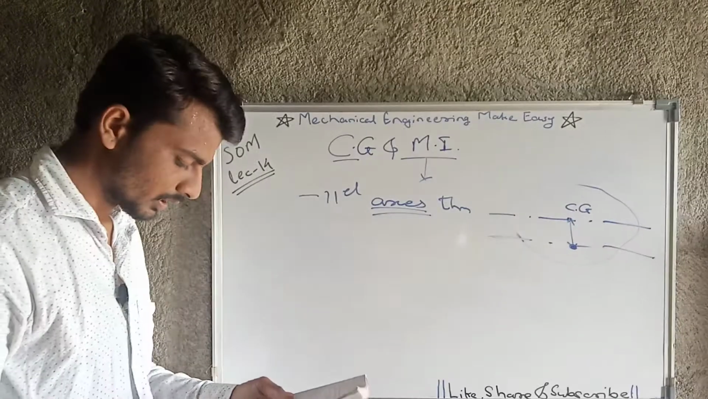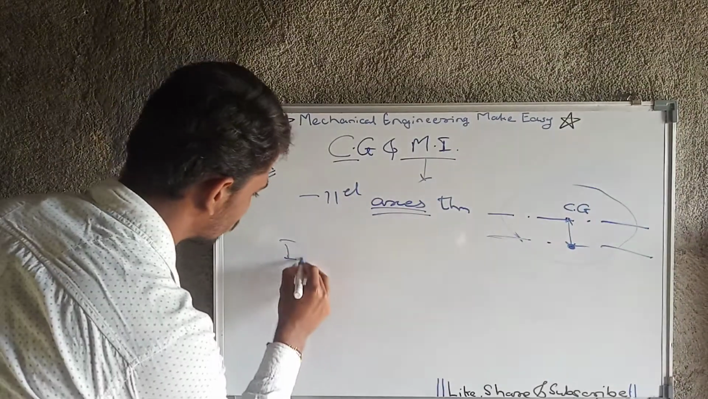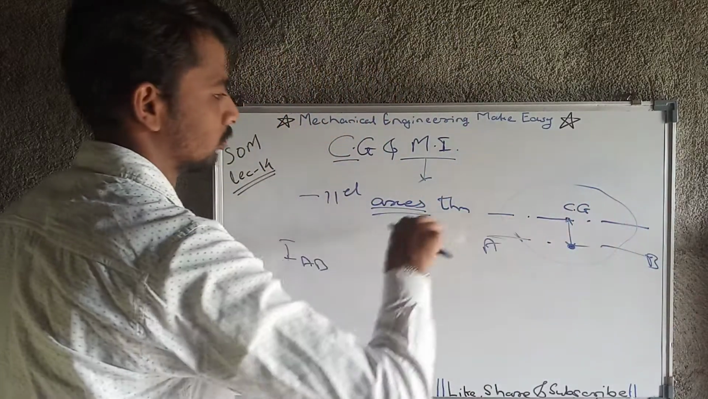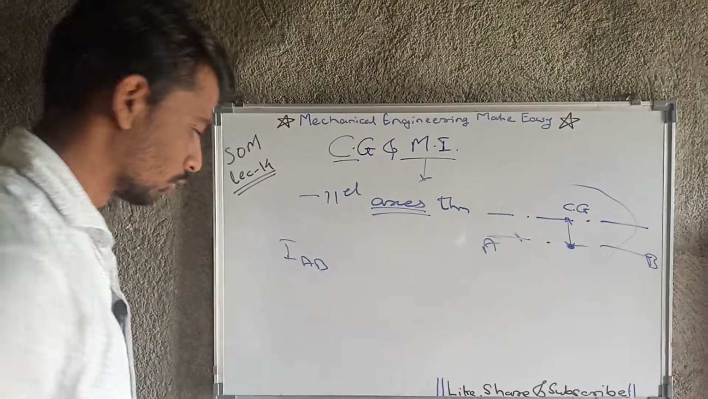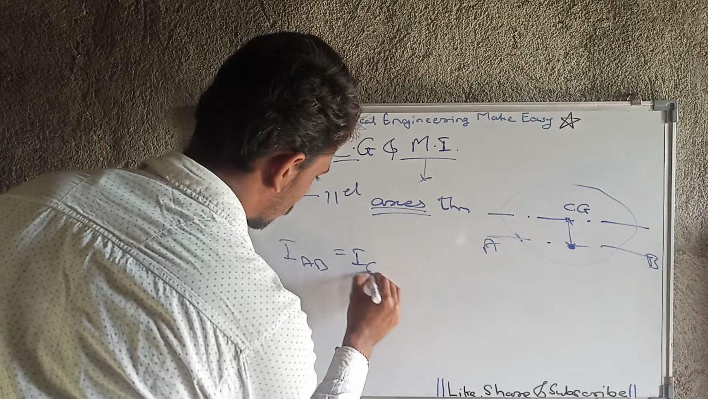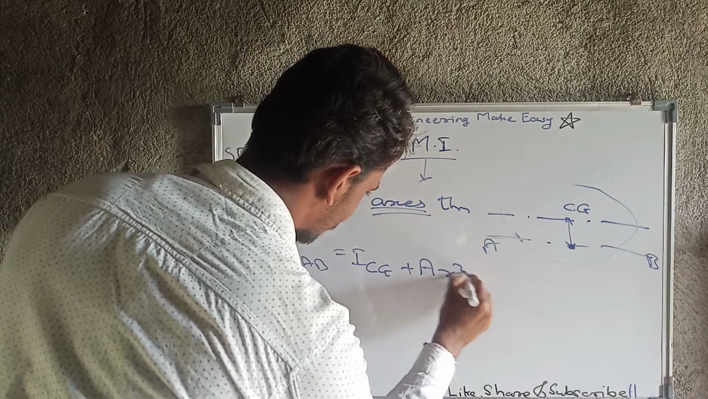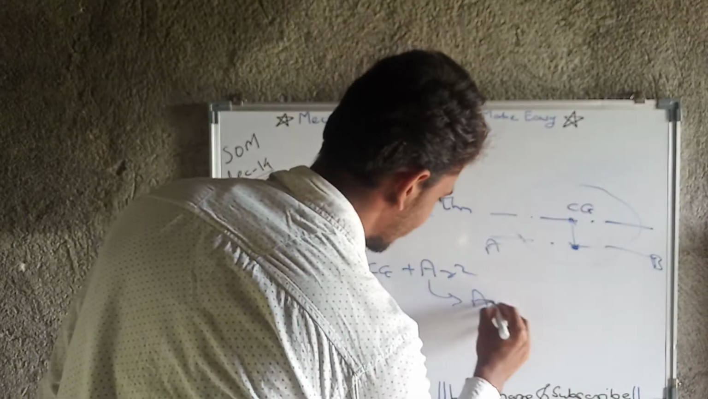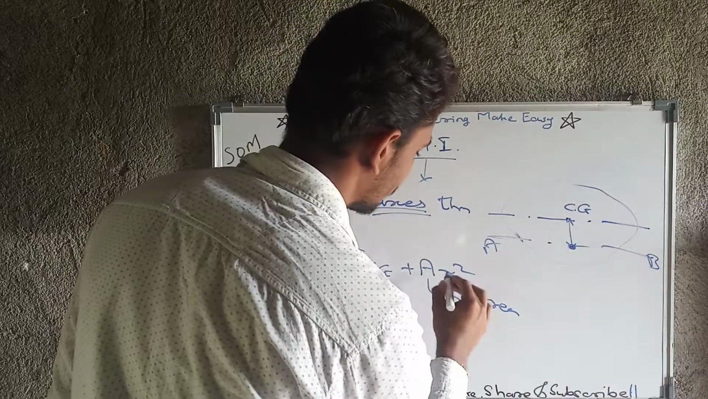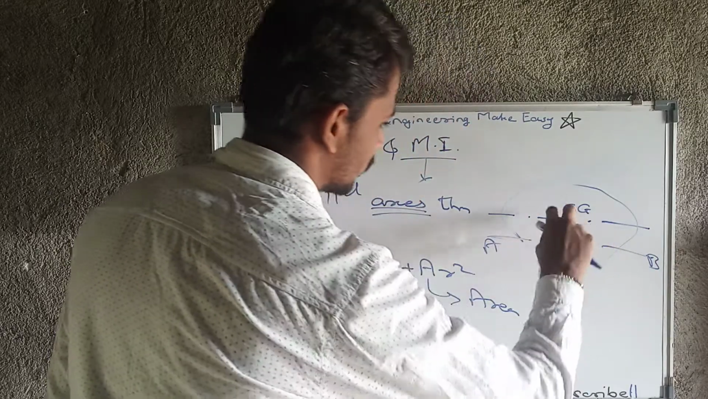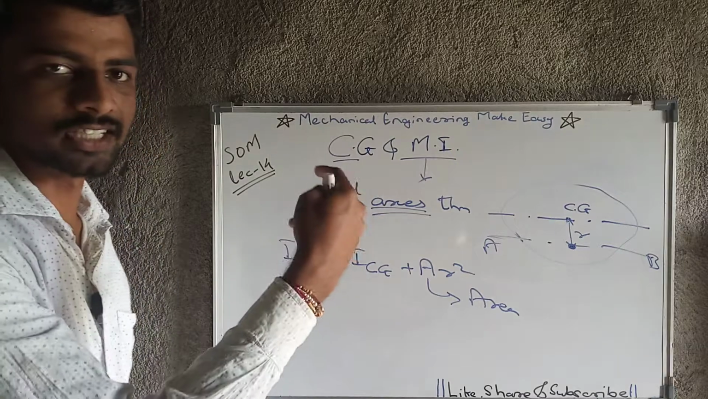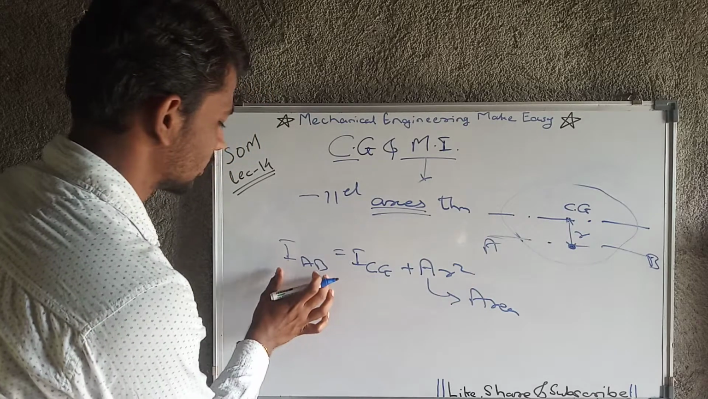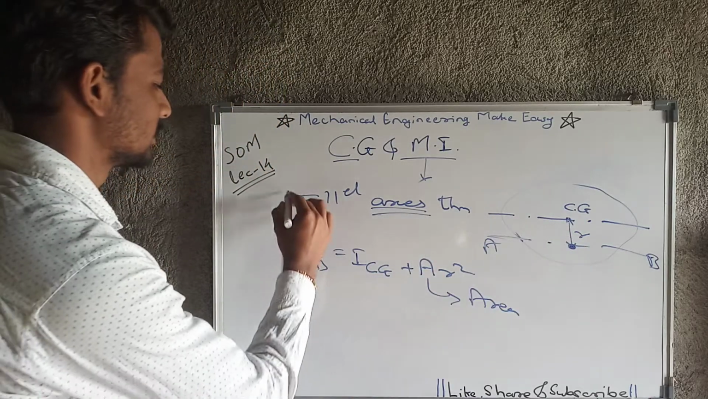So how will it be? That is IAB, where AB is this axis, and this is CG, the axis passing through the CG of that body, which is equal to ICG plus A R square. What exactly are A and R square? A is the total area of the body, and R is the distance between these two axes. ICG is the moment of inertia about CG, and IAB is the moment of inertia about AB. So this is the parallel axis theorem.